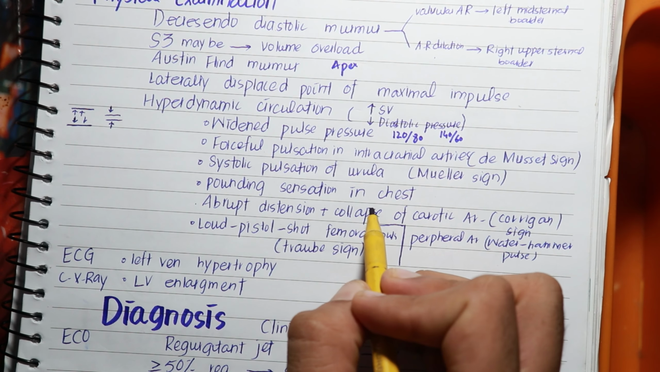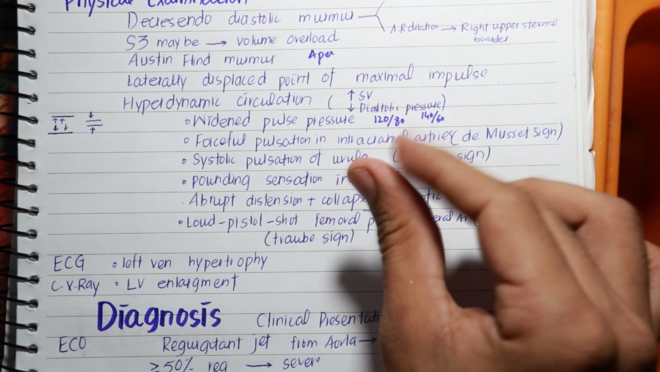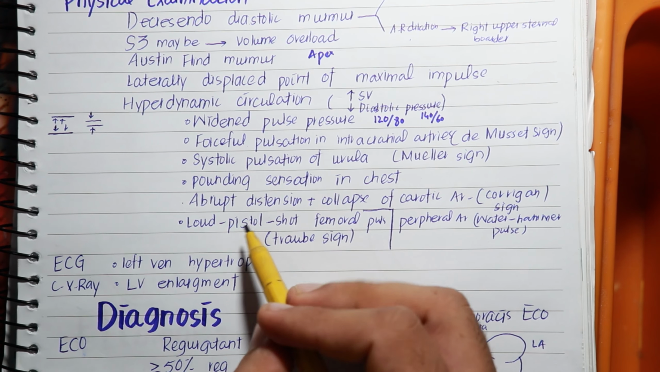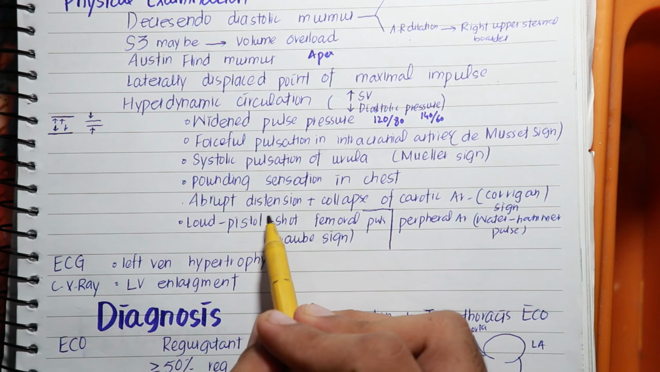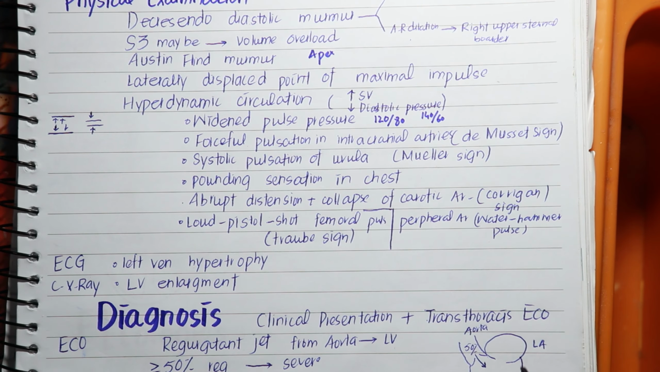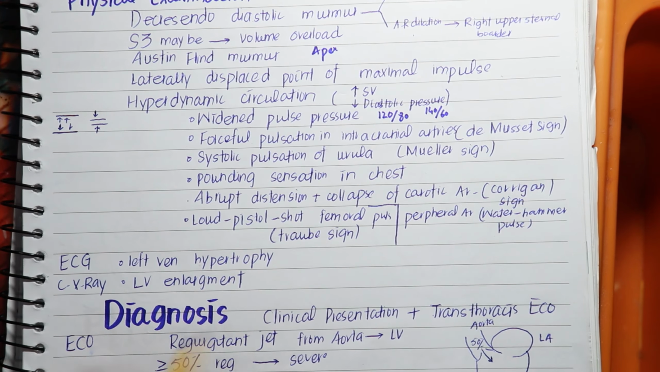Pounding sensation in the chest. When you look at the chest, you will find a very pounding sensation. Something is beating like this. This is the pounding sensation in the chest. There is abrupt distension plus collapse of the carotid arteries. In the carotid arteries, there would be distension as well as collapse.